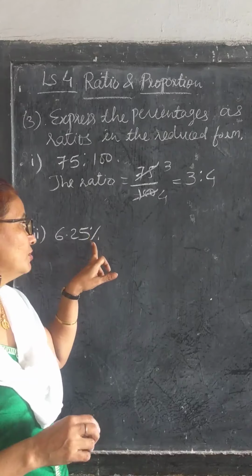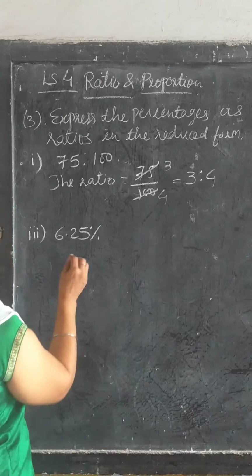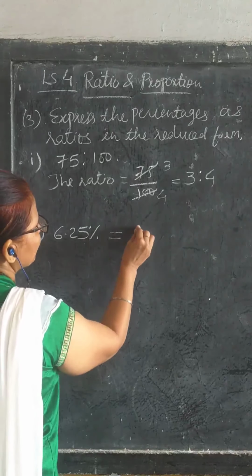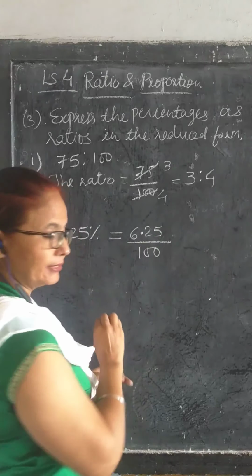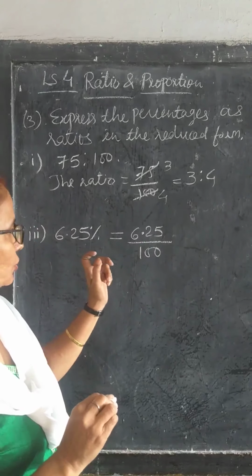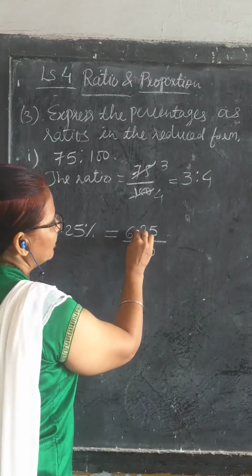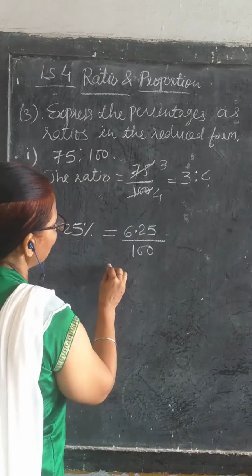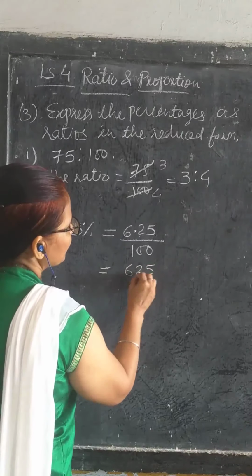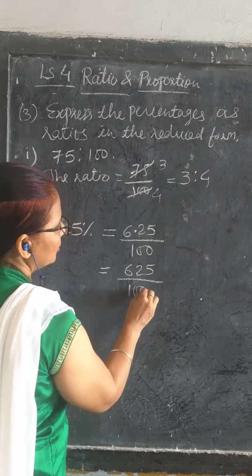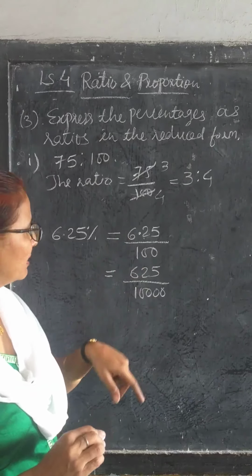6.25%. You know, to remove the percent symbol, you have to divide the given number by 100. So let's write it. 6.25% means 6.25 by 100. Now there will be no symbol of percentage as we have divided it by 100. Now you have to simplify. With decimals also you can simplify, or remove the decimal first. Now you can see here 2 decimal places. So to remove the decimal from the numerator, in the denominator you have to add how many zeros? 2 zeros, as 2 decimal places are there.